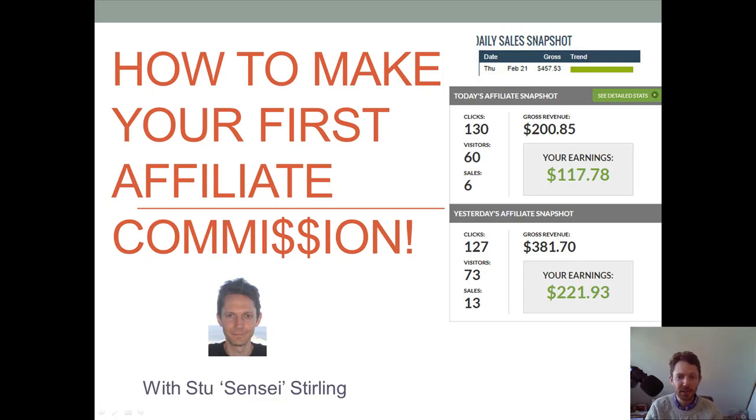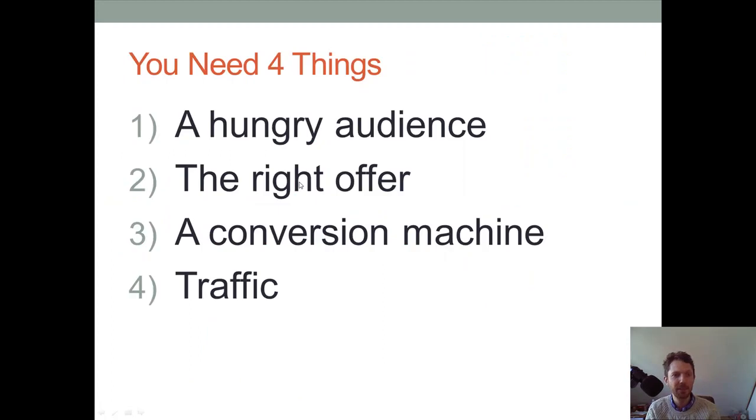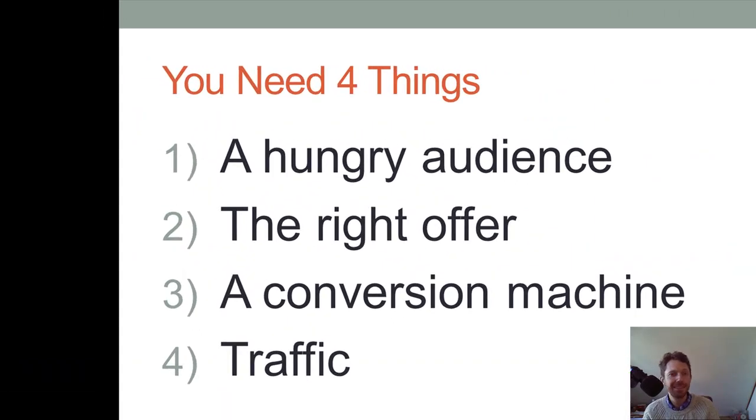Alright, so here we go. Might help if I click the right button. Okay, so there's 4 things you need really to succeed with an affiliate marketing campaign. So first off, you need a hungry audience. Second, the right offer. Third, a traffic conversion machine. And then fourth, of course, you need the traffic. So in this course, I'm going to run you through these 4 parts in a little bit of detail. So in this first part, I want to talk about the hungry audience.